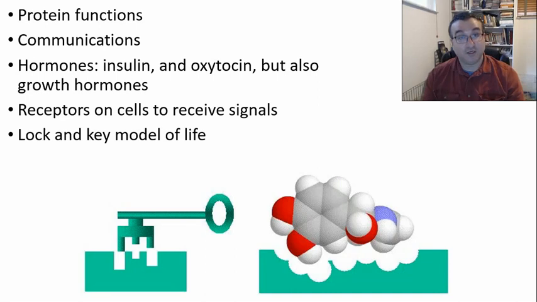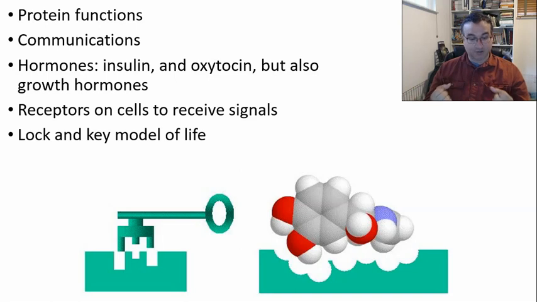Other proteins are involved in communication. We've already talked about hormones such as insulin and oxytocin, but there are also growth hormones made of proteins. Now, not all hormones are made out of proteins, but there is a group. So these proteins function in sending communication throughout the body. There are also proteins that make up the receptors to receive the signals. Bodies can be described as locks and keys, where some chemicals are signals, and parts of our bodies have receptors to receive and send those signals along to cause changes.